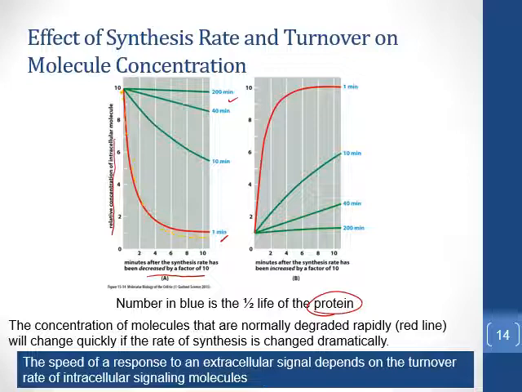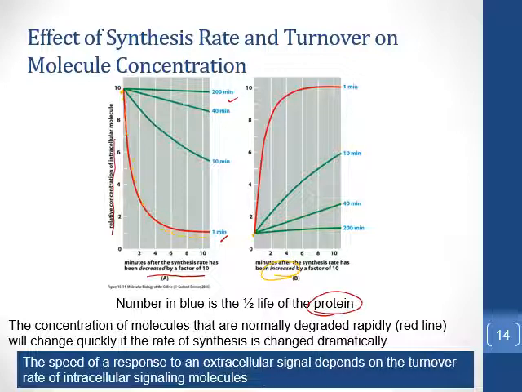Now there's a flip side to this. If you look on the right-hand side, this is minutes after the synthesis rate has been increased by a factor of 10. So let's do the same thing. You've got a protein that has a half-life of 200 minutes. You increase the synthesis rate of that protein. How much is the concentration changing? Well, it's not going to change a whole lot, because the concentration is essentially pretty much steady.